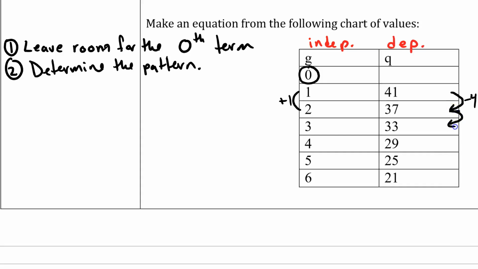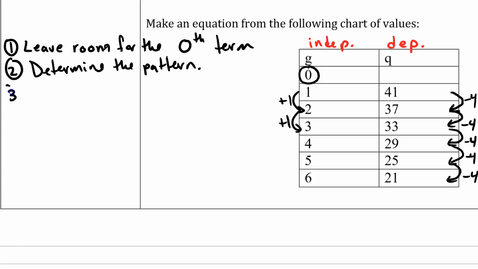37 to 33, yes, minus 4. 33 to 29, yes, minus 4. 29 to 25, you bet, negative 4. 25 to 21, yeah, negative 4. So this is how we know that it's actually a linear relation, because it either goes down or goes up by the exact same amount. So for every plus 1 in the independent, we are going down 4 in the dependent.